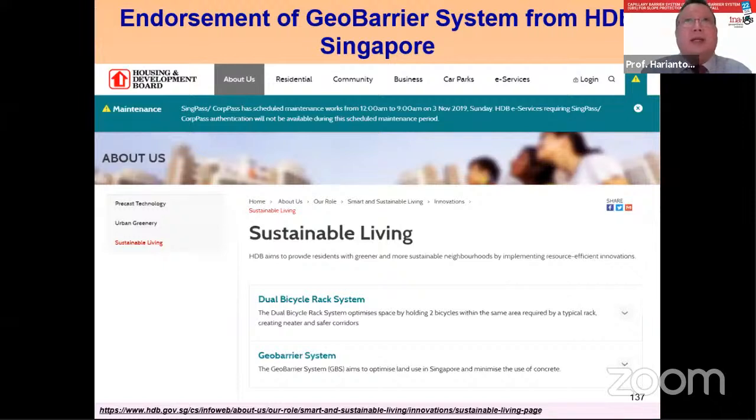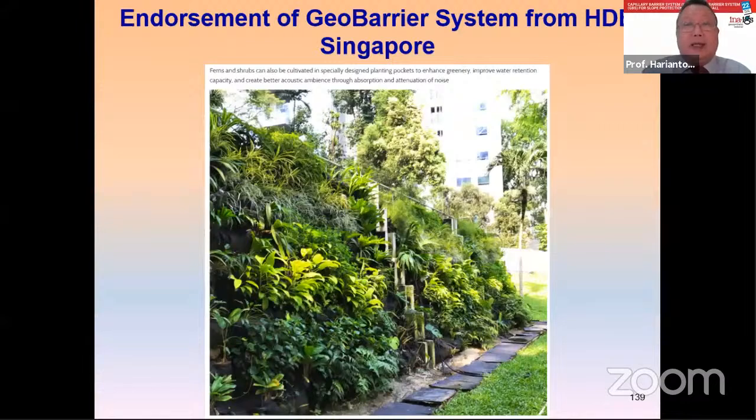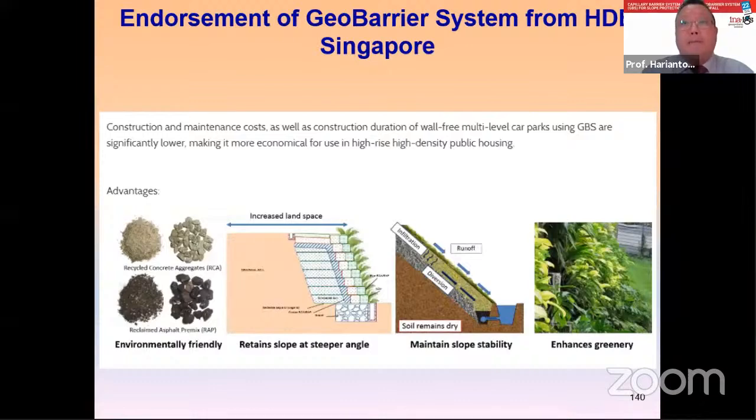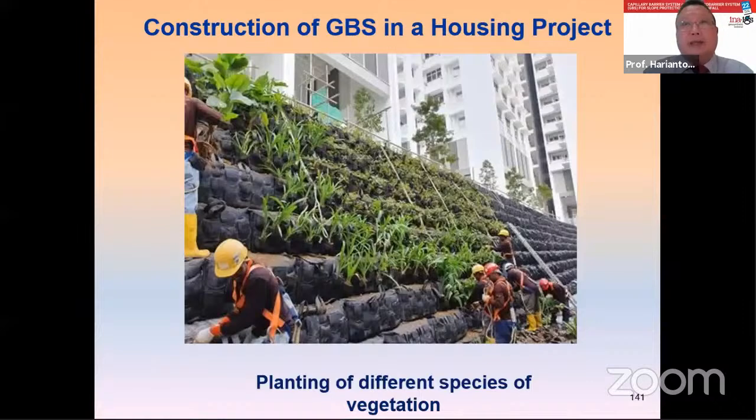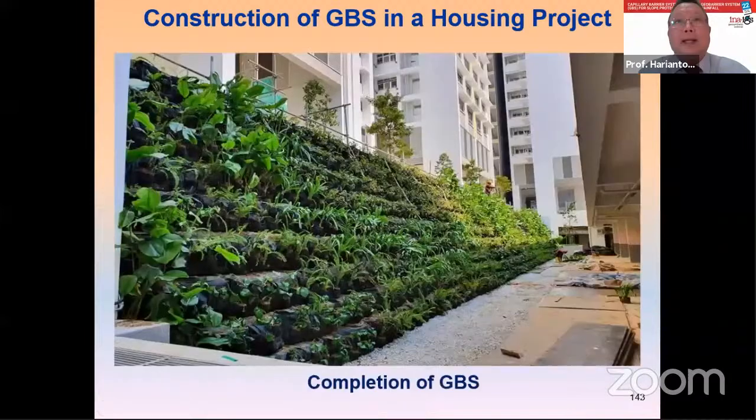Here is the GBS, which has been endorsed by HDB. This is from their website. You can pick up all that information with respect to the GBS, and it has been used in the permanent constructions in different HDB areas. So here is the permanent construction at the North Shore. You can see people start planting all this vegetation, and those are all the bags with the planting pockets. They also provide sprinklers, basically to let all these plants grow healthily. So that's a fun project.